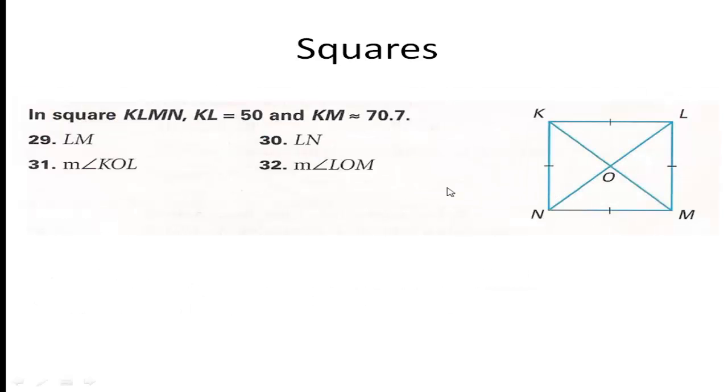Let's see an example. In square KLMN, KL is 50. Let's label that. KL is 50. KM is approximately 70.7, and that's this diagonal here. The whole thing is approximately 70.7. Now they want us to find the length LM. That's this length here, the side. Since this is a square and all sides are congruent, this is also 50. So this is equal to 50.